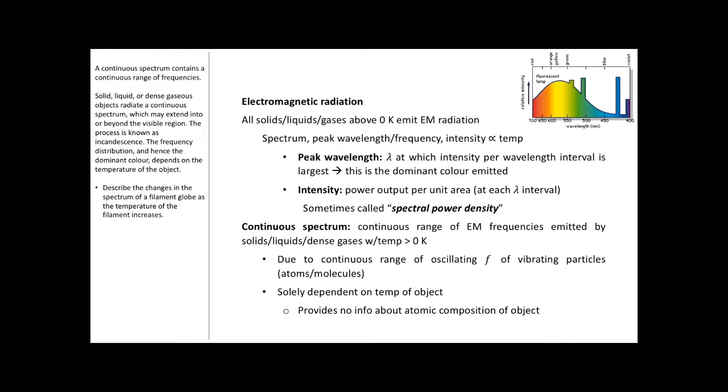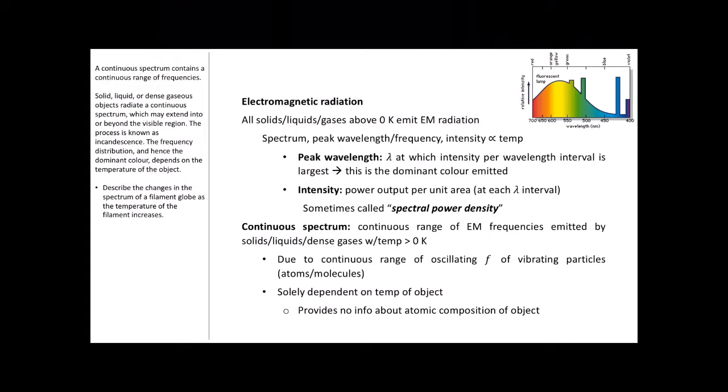The first learning intention that we'll look at is that a continuous spectrum contains a continuous range of frequencies, and that solid, liquid, or dense gaseous objects radiate a continuous spectrum which may extend into or beyond the visible region. This is known as incandescence, and the frequency distribution and hence dominant colour depends on the temperature of an object. In stage 2 physics, you need to be able to describe the changes in the spectrum of a filament globe as the temperature of the filament increases.